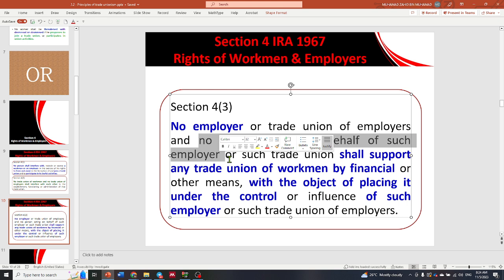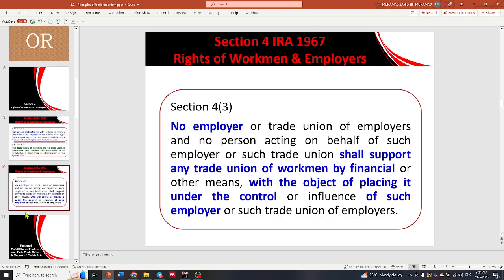Okay, kalau you nak bagi duit, it should be clear that tak ada obligations yang trade union ni perlu lakukan terhadap majikan ataupun wakil majikan tadi. So this is section 4 subsection 3.